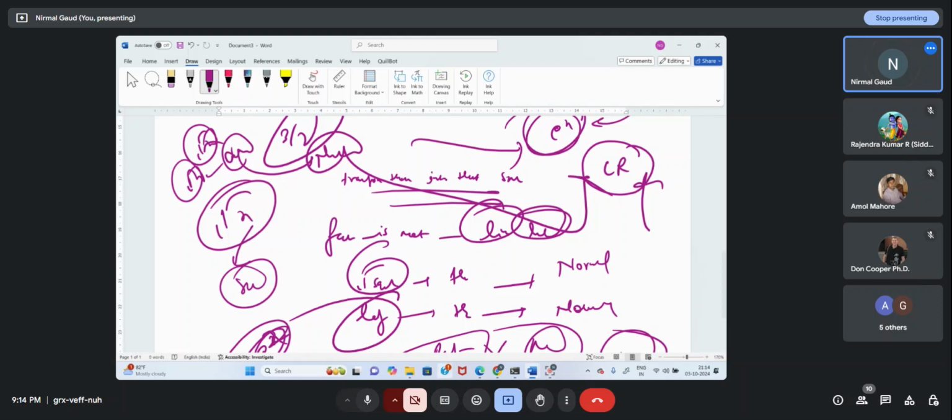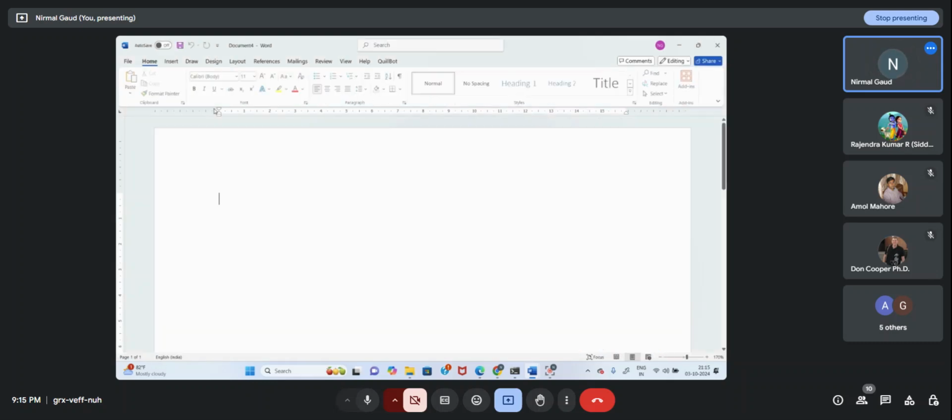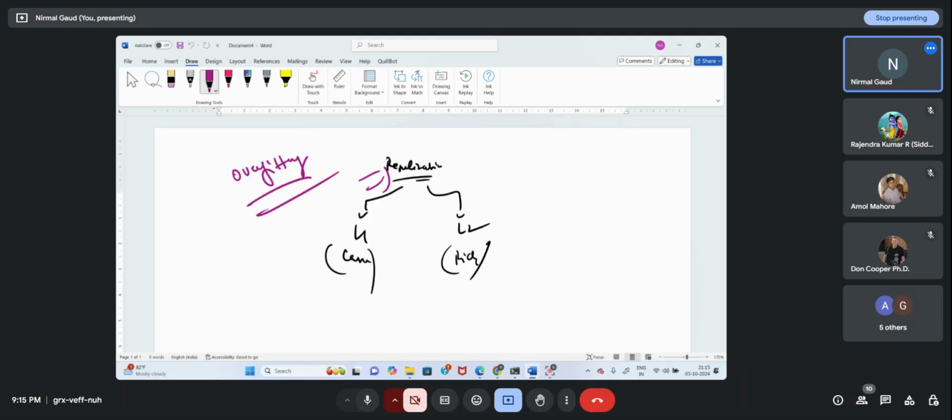And yes, I was talking about regularization techniques, Lasso and Ridge. Regularization, that is L1 and L2, that's what I was teaching. This is Lasso, this is Ridge. And why are we using regularization? Because of overfitting in the model. Our linear regression model is subject to overfitting. That is why we need to put a penalty.